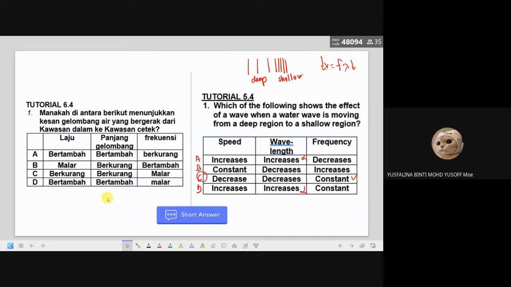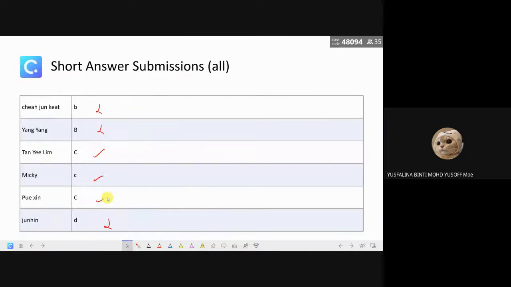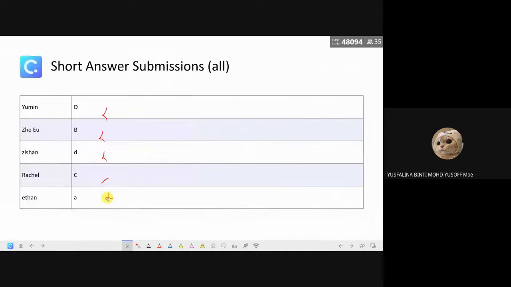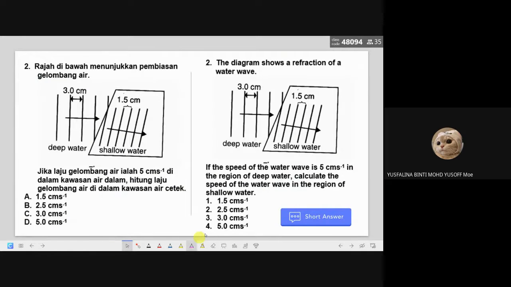I hope you understand this one. For refraction, it depends on the depth of the water. If the water is deep, the wavelength is longer. If the water is shallow, the wavelength is shorter. The only things that change for refraction are the speed and wavelength, but the frequency must be constant. So we have answered the second question.